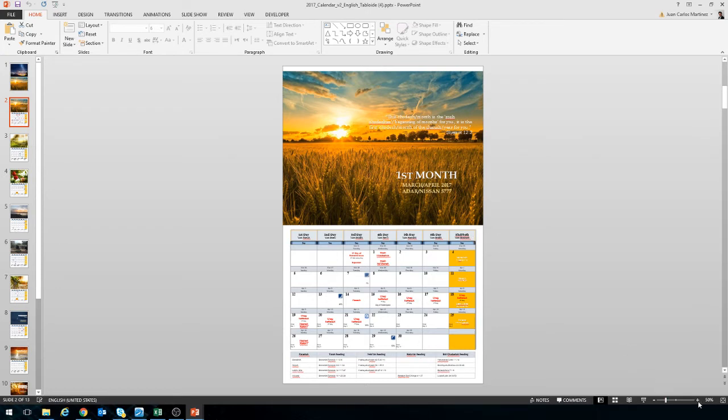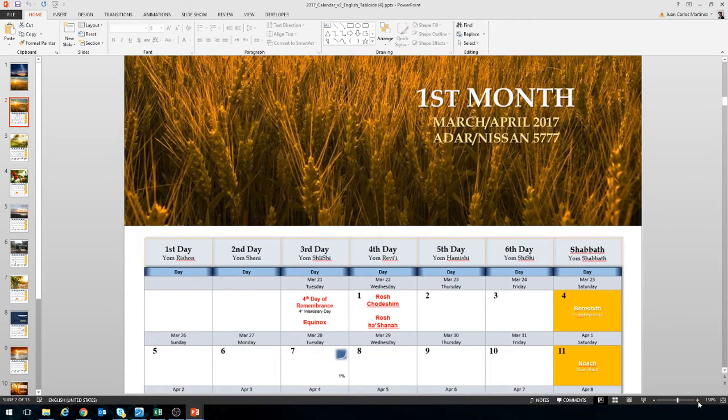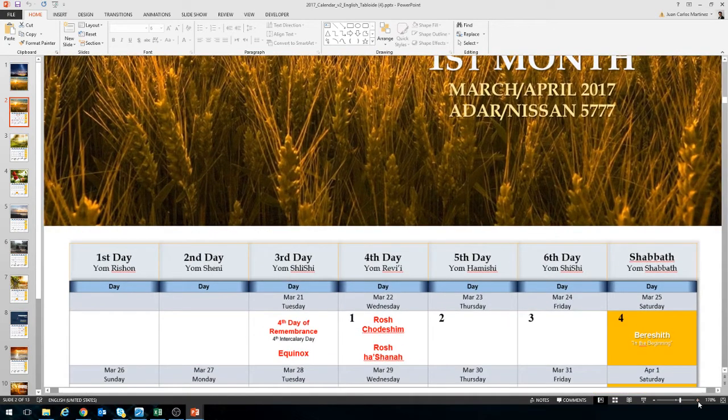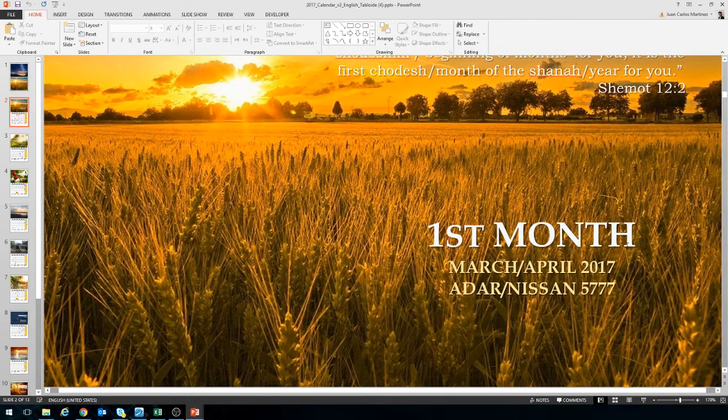So let me show you. I'm going to zoom in here. So in the first section, just to explain, we have the name of the month, or the number of the month, the first Chodesh in Hebrew, and the second line is basically the months in the Gregorian calendar. So the first month is between March and April 2017, and the third line is the reference on the current Jewish calendar.